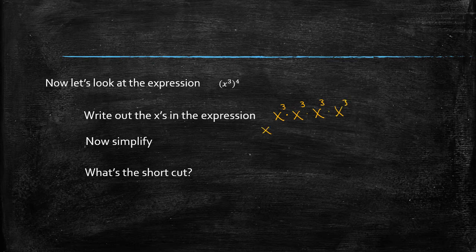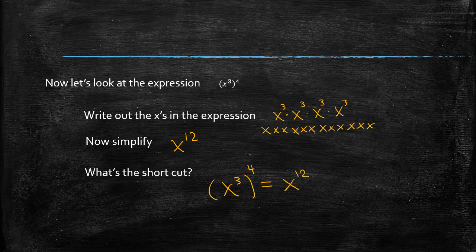If we're writing out all the exponents, then all of these are x, right? X times x times x, and then one more time, x times x times x. Okay, so simplify. We have a total of 12 x's if you count them all. So again, the shortcut: we started with x cubed and raised it to the 4th power and came up with x to the 12th. So the rule is that if you have a power raised to a power, multiply the exponents together.